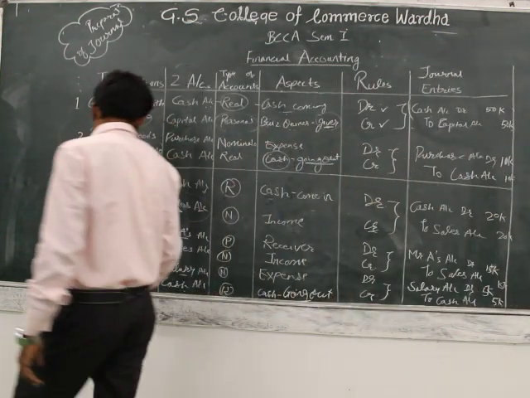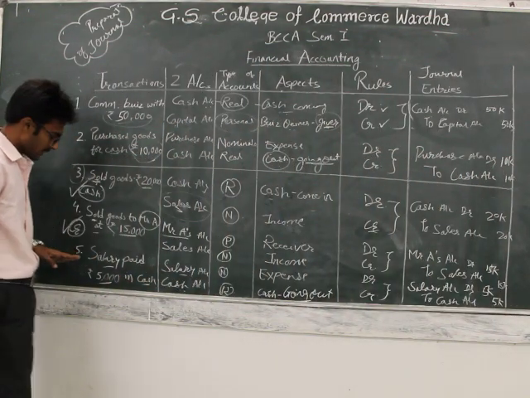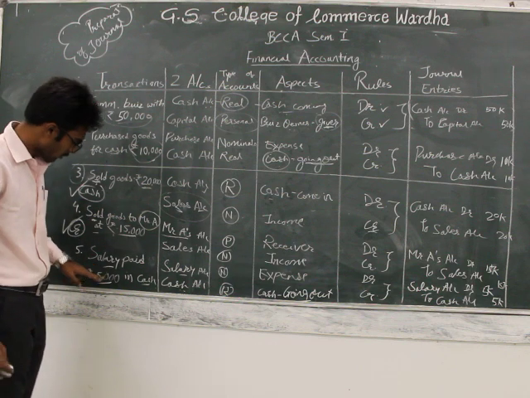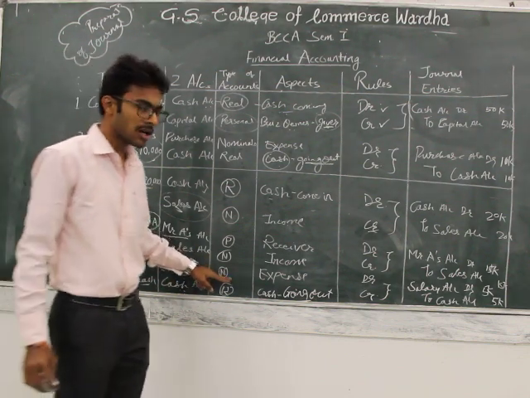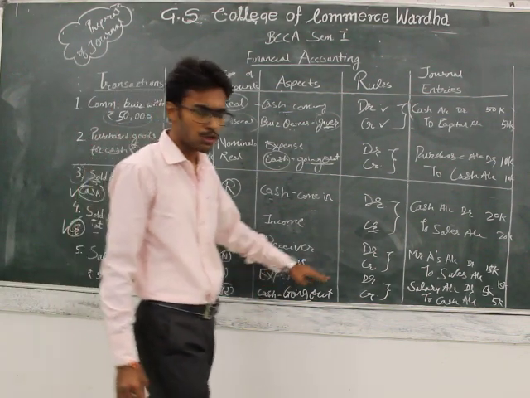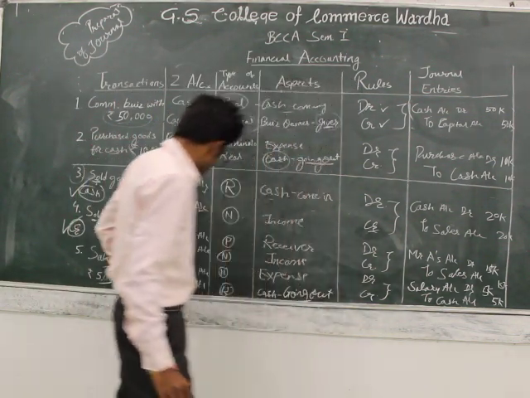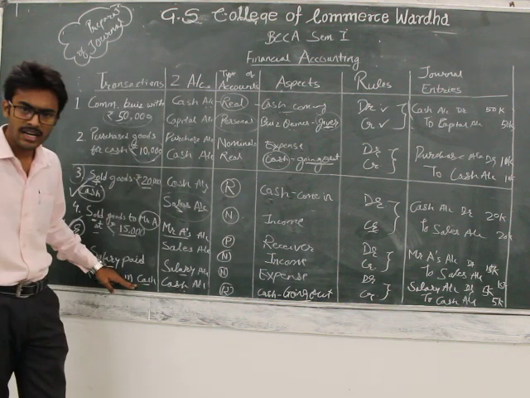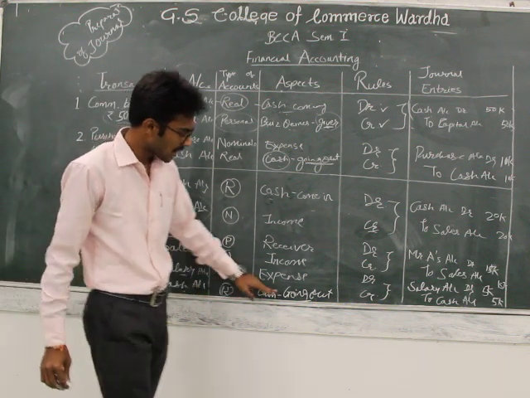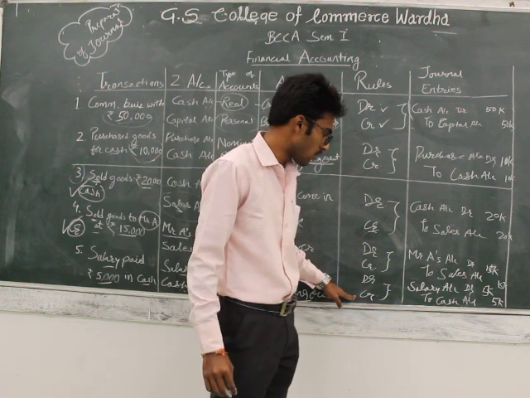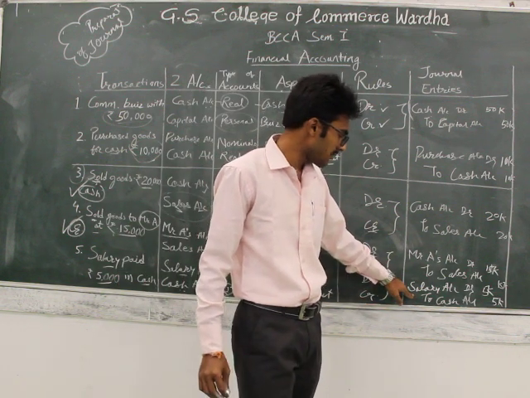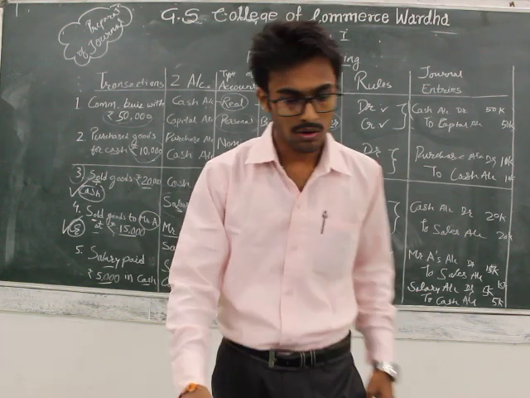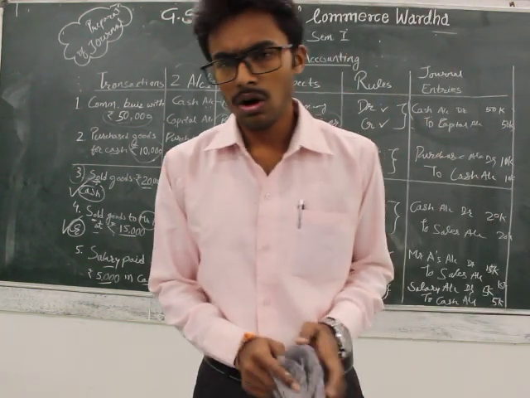Last transaction is salary paid. Salary paid rupees 5,000 in cash. Salary is a nominal account. Why? This is an expense, and expense should be debited. And cash, we are paying salary in cash. Cash account, cash is going out. Cash is going out means cash will be credited. The last entry will be salary account debited to cash account. This is all about our transactions.